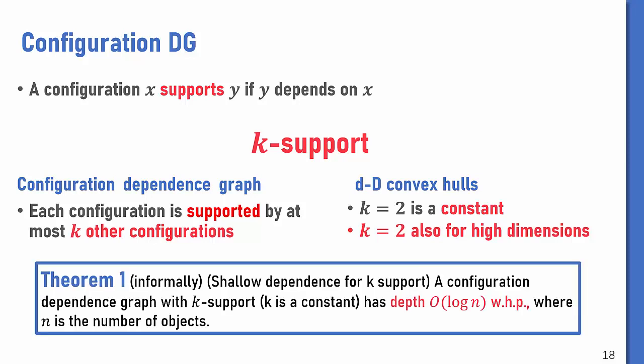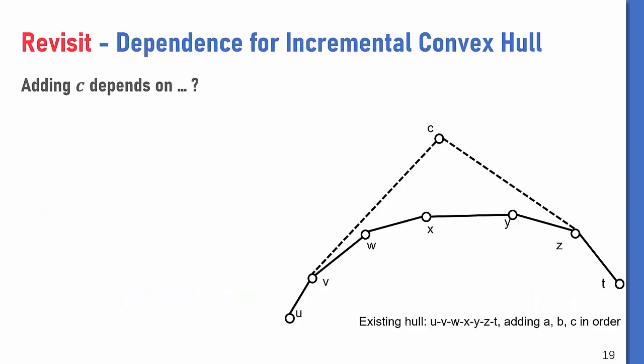In our paper, we proved a more general theorem saying that if a configuration dependence graph is K-support with constant K, then the depth of this dependence graph is order of log n with high probability. And for convex hull, since K is a constant too, it directly fits in this theorem, and we directly know that the dependence depth for convex hull is order of log n.